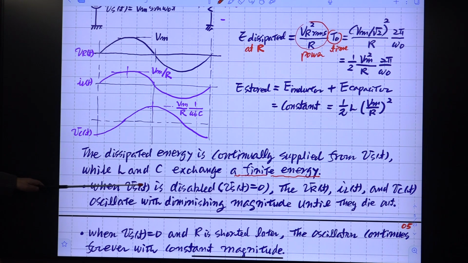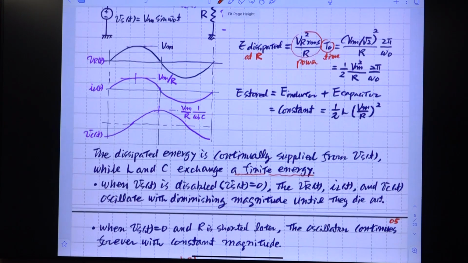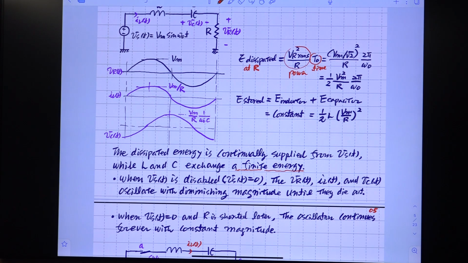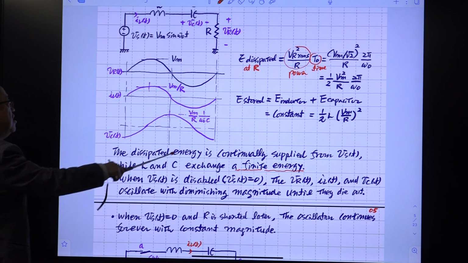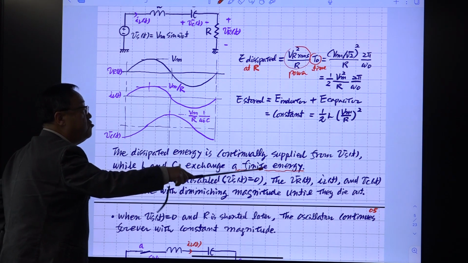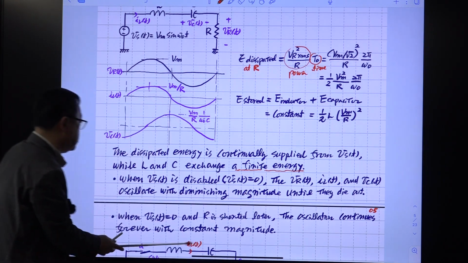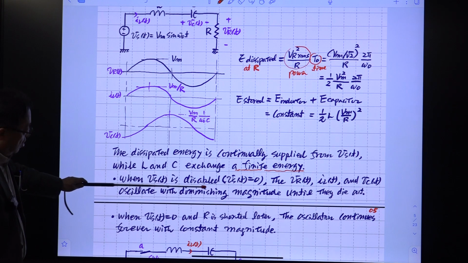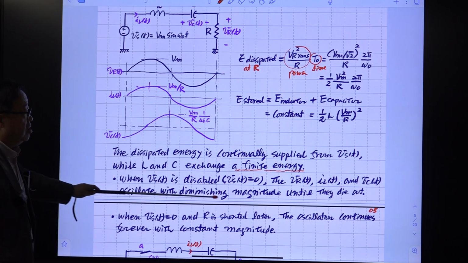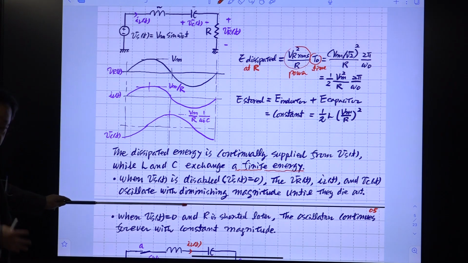Okay, think about this. When Vs is disabled, this input source is shorted, then what will happen? This energy exchange in a sinusoidal fashion, the magnitude will be reduced slowly until it vanishes. Right? So it is written here. When Vs is disabled or the input voltage shorted, all the waveforms still oscillate, but the magnitude of oscillation will be reduced until it goes completely out of the picture.